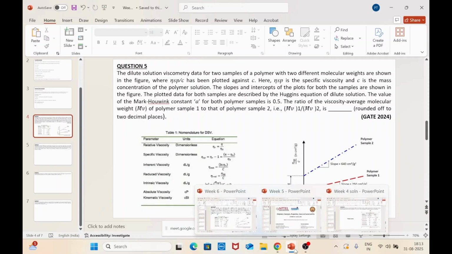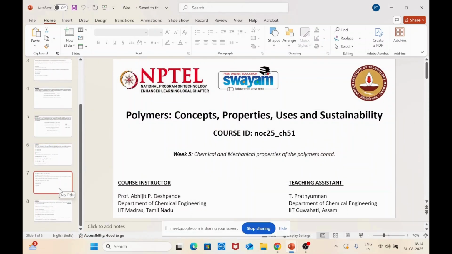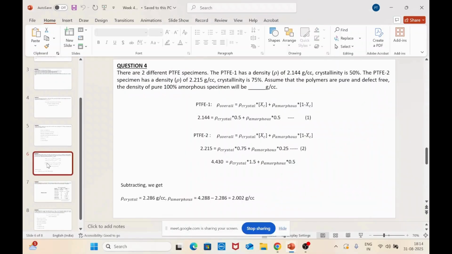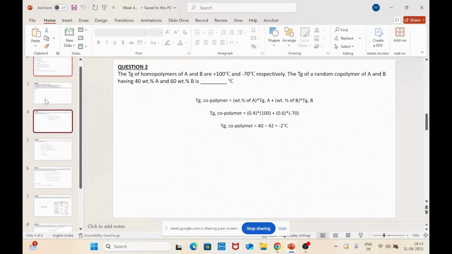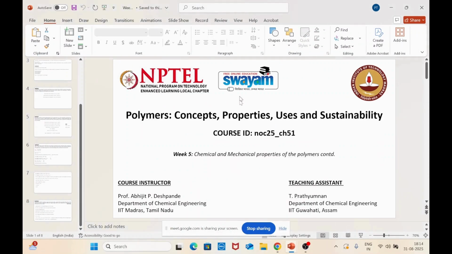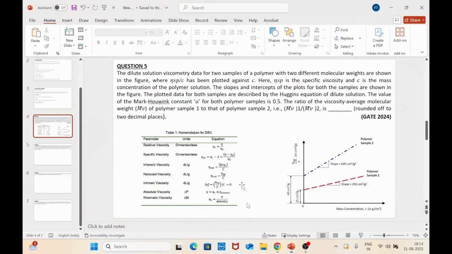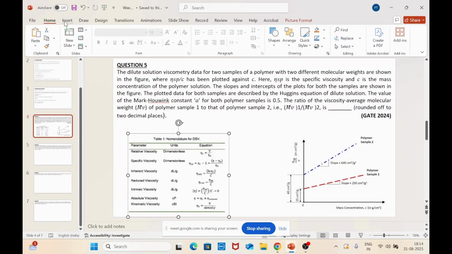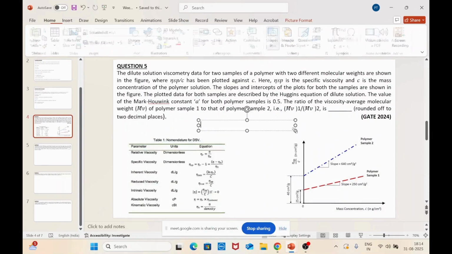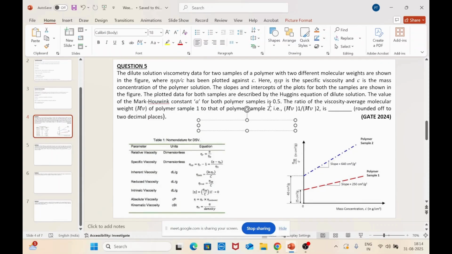So what is the Mark-Houwink equation? Anyone? Mark-Houwink equation. I think with that in hand, this question is just a mathematical solving that is required. So eta, that is your intrinsic viscosity, is k times M to the power alpha. Is this fine?